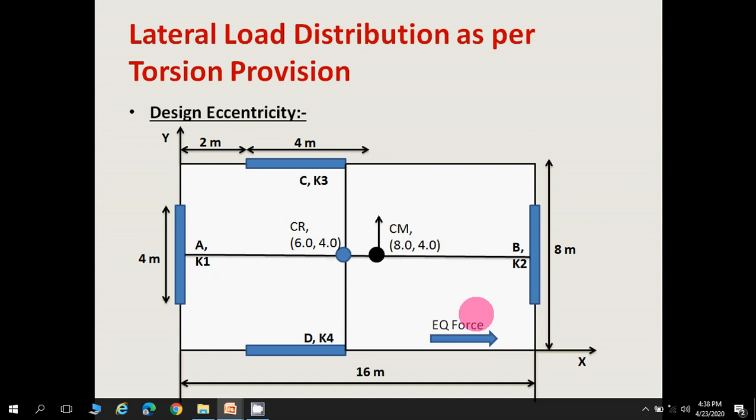So the eccentricity in the y direction is 0 here, because the center of rigidity is lying at 4.0 meter and the center of mass is also lying at 4.0 meter. So the eccentricity in the y direction is 0. So for this, the value of e_si is 0 and b_i value is 8 meter.